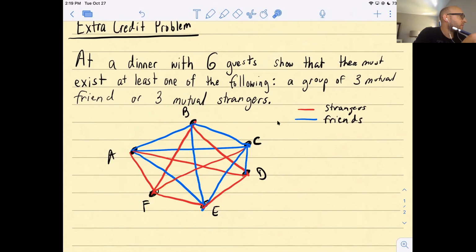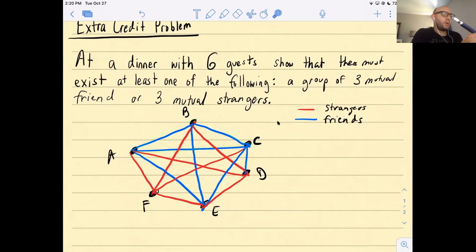Let's see. Colby says A, B, and E. Yeah, nice. Alice, Bob, and Evan. These guys. Let me just kind of draw this out. This does form 3 friends that all know each other. Olivia suggests Alice, Bob, and Cindy. Nice, that also works. Alice, Bob, and Cindy.